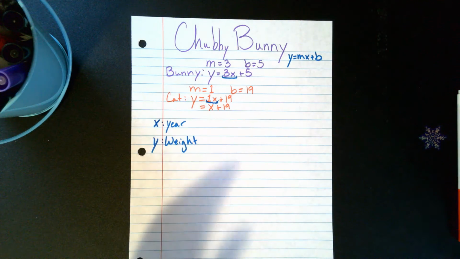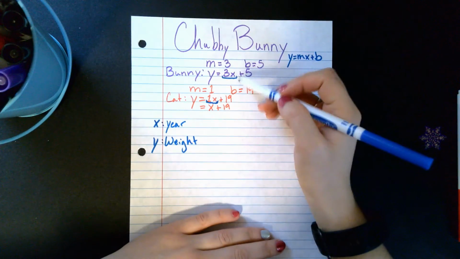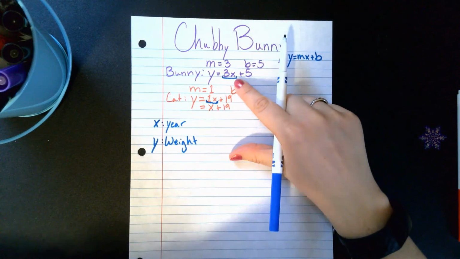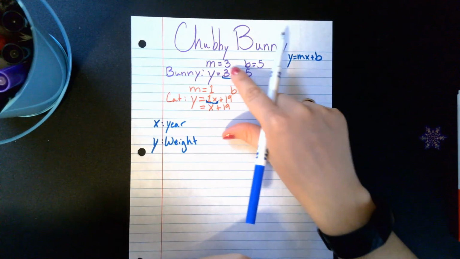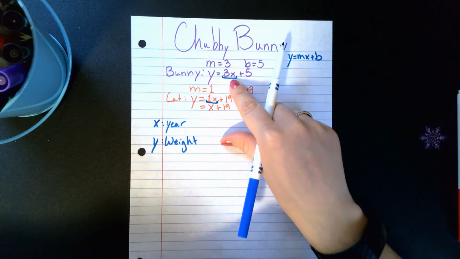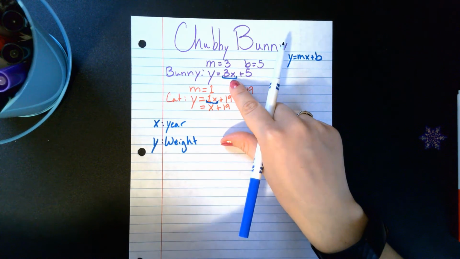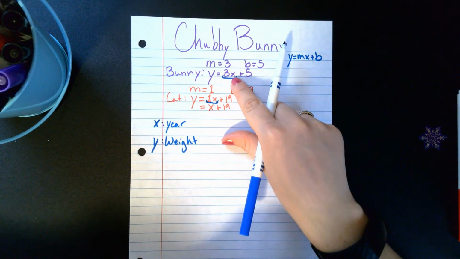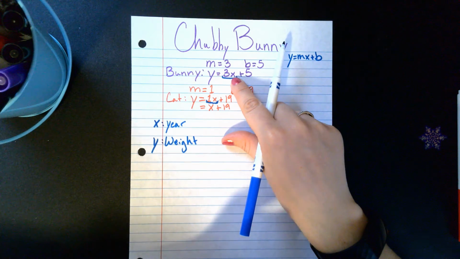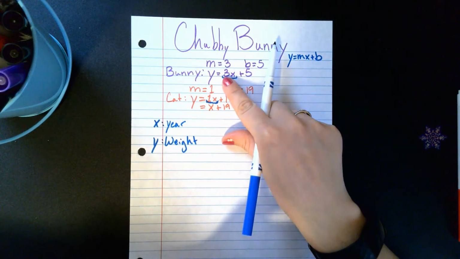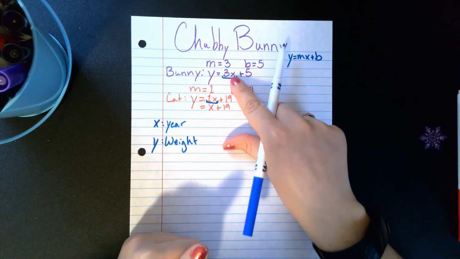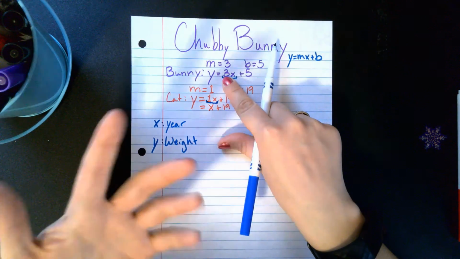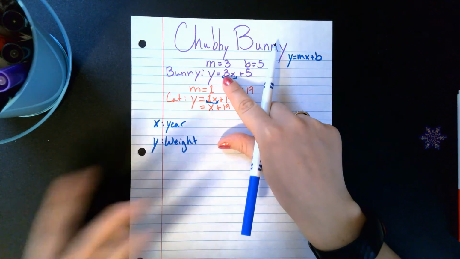But if we take a look at the problem here, we have 3x and 1x. What this right here is saying in context of the word problem is that the bunny gains 3 pounds each year. So if x is years, then if I do 1 year, right, 1 times 3 is 3. So the bunny gained 3 pounds. If I do 2 years, I would do 2 times 3 is 6. So in 2 years, the bunny gained 6 pounds.